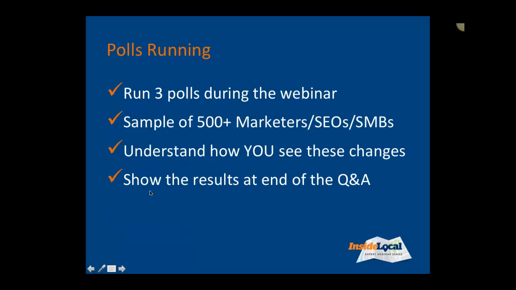We're running some polls during the webinar. We're running 3 polls, in fact, and the idea is that we've got a great number of marketeers and SEOs and SMBs joining us today. Hopefully, more than 500. We want to understand how you see the issues that we're going to be talking about with Thomas and Matthew, and then at the end of the Q&A, we'll have been crunching the numbers on those polls, and we'll present the results back to you, and you can see how your answers fared against the other 500 or so marketeers who shared their voice with us today.